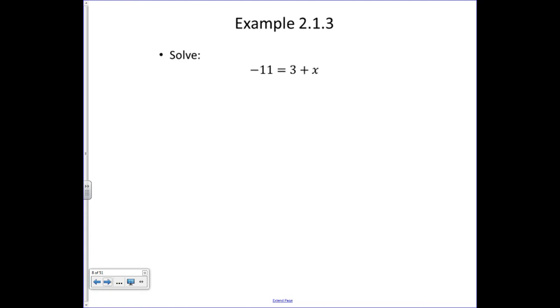Let's try one more. So now we have negative 11 is equal to 3 plus x. Now we want to get x by itself, so we can subtract 3 from both sides. And 3 minus 3 is just 0, and so we're left with x on the right-hand side. On the left-hand side, we have negative 11 minus 3, or negative 14.